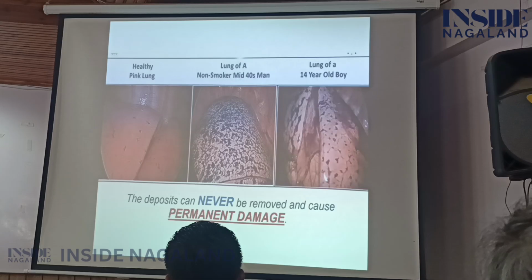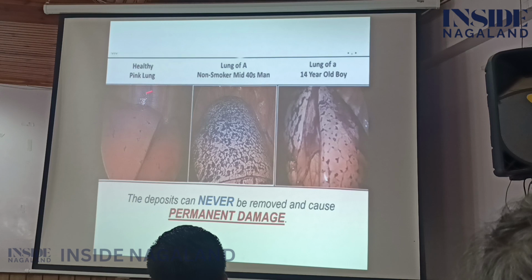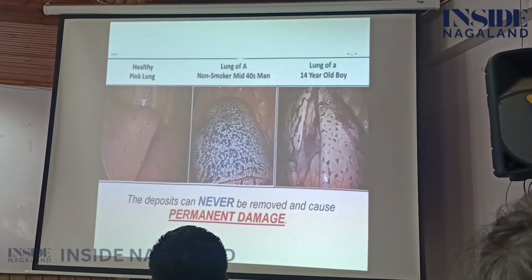He has given this picture in the presentation. If you can see over here, there's a healthy pink lung. This should be the color of our lungs. He also gave a representation: in the middle picture you can see the lung of a non-smoker in his mid-40s, and the next one is the lung of a 14-year-old. So you can just see the difference between these three.